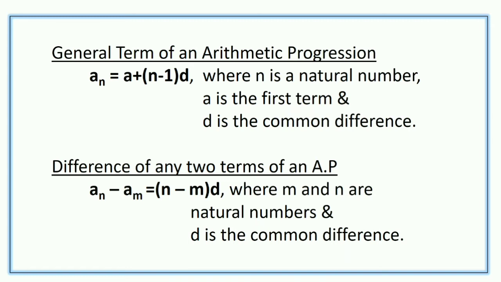The difference of any two terms of an AP can be obtained as an minus am is equal to (n minus m) multiplied by common difference d, where m and n are natural numbers and d is the common difference.